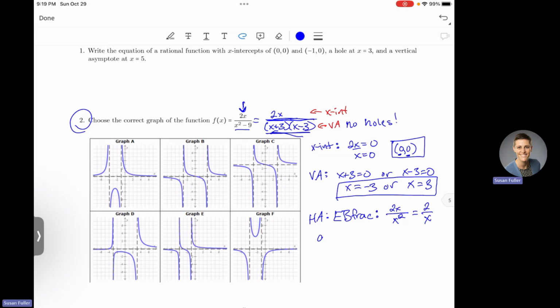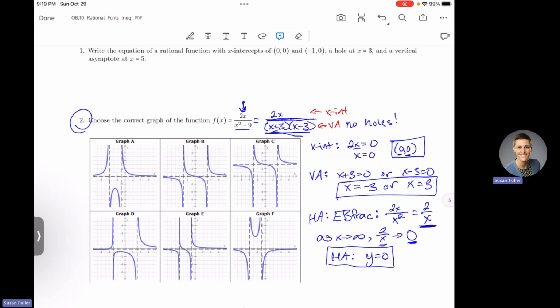Then as x goes to infinity, because again, we're looking at end behavior, and this is our leading term for the whole fraction, essentially, 2 over x goes to 0, because when you take 2 and you divide by bigger and bigger numbers, you're dividing 2 into more and more pieces, and your pieces get teeny tiny and head toward 0. So that means I have a horizontal asymptote at y = 0.